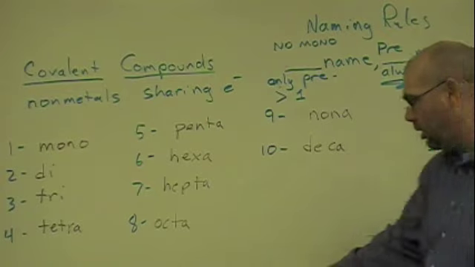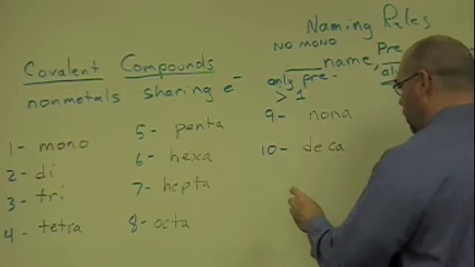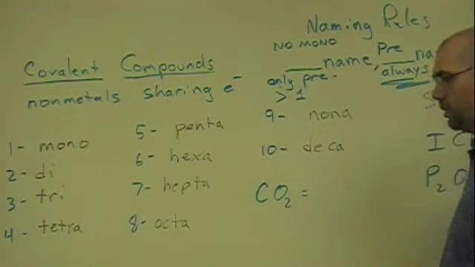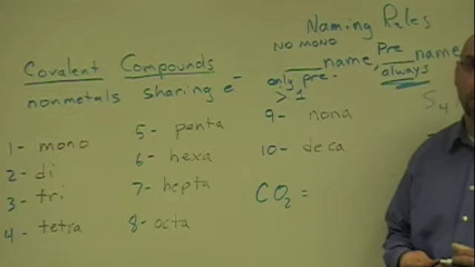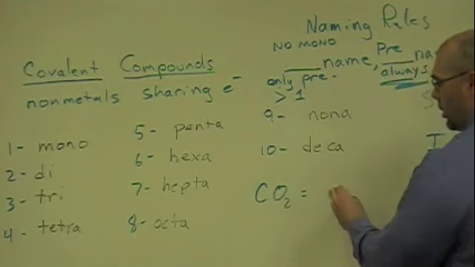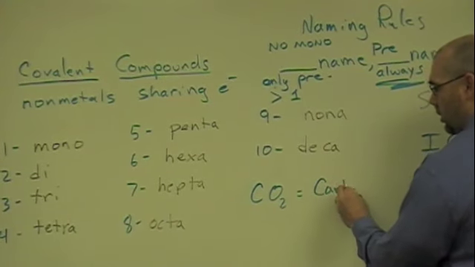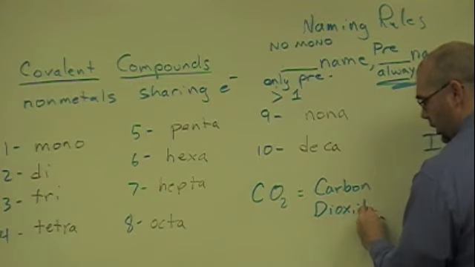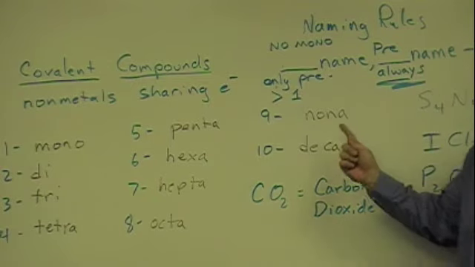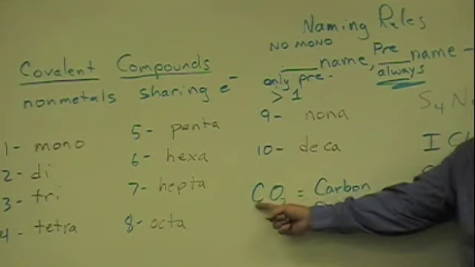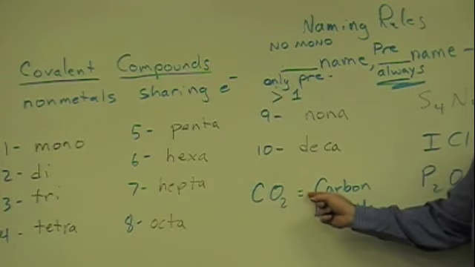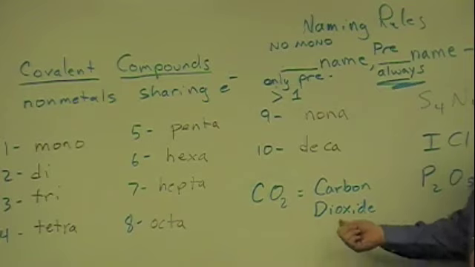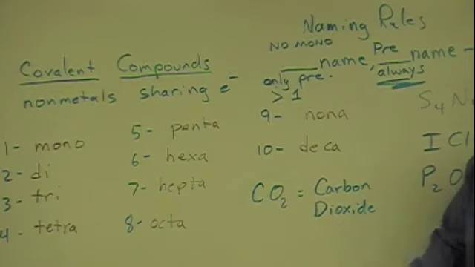So an example of somebody that we know the name of is this. You better know the name of that one. CO2, carbon dioxide. You all know that's the name. So let's look at how this shows the rules. There's only one C, so you don't prefix it. No mono. It's not called monocarbon dioxide. We know that. Carbon dioxide, always prefix the second one.